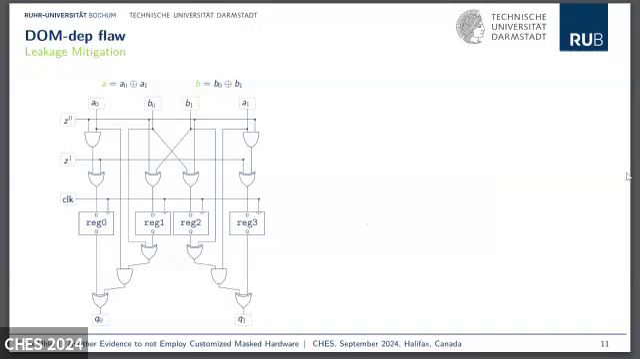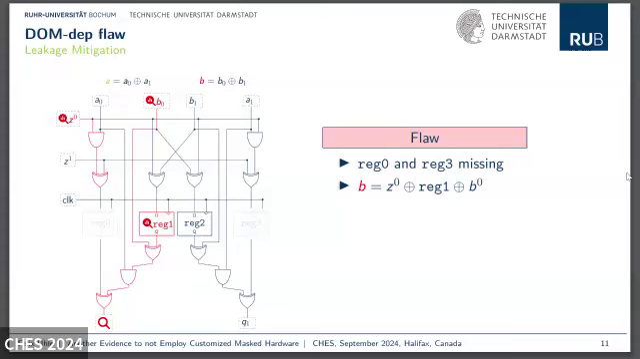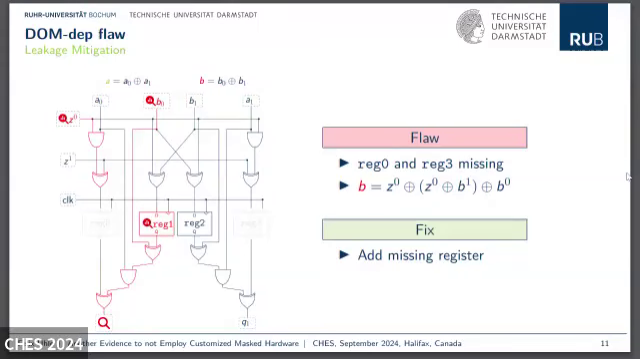So let's start with the AND operation. They implemented it using the domain-oriented masking independent (DOM-indep) gadget, which we have now seen multiple times, but they missed 2 critical registers, register 0 and 3, and therefore we can extend our probe to Z0 and B0, which is a problem since register 1 contains Z0 XOR B1. Therefore, we can easily compute B, which is one of our secrets. And the easy fix here is to just add the missing registers.